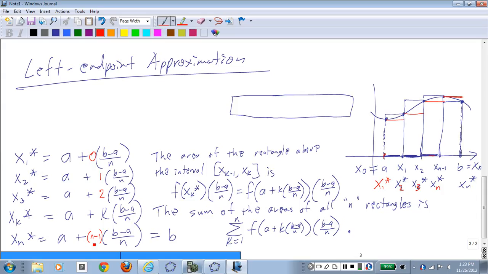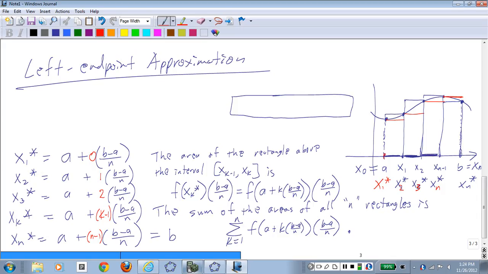And so for x sub k star, 1 gives us 0, 2 gives us 1, 3 gives us 2, k gives us k minus 1. So that's why we have a k minus 1 in that expression, whereas we had a k for the right-hand endpoint. That's the only difference. So if you've got your calculator programmed to do the right-hand endpoint approximation with a k, just replace the k by a k minus 1, and that'll give you the left-hand endpoint approximation.